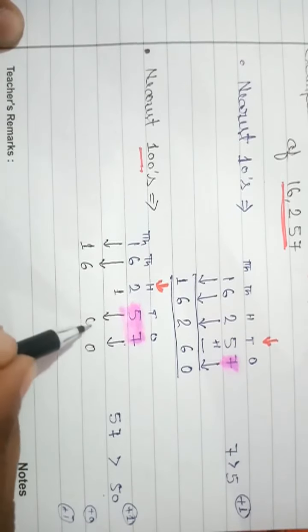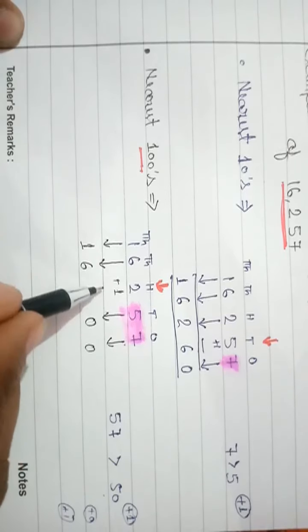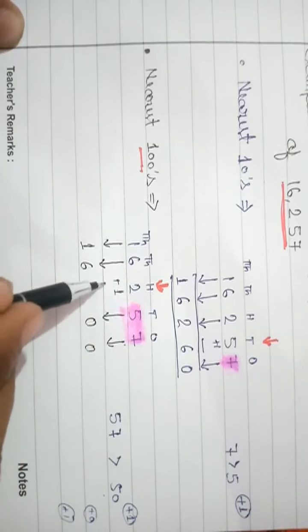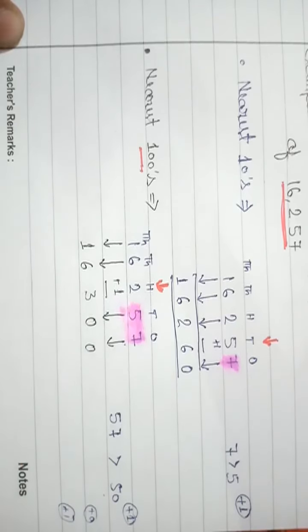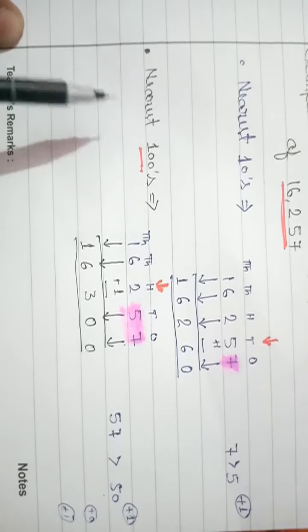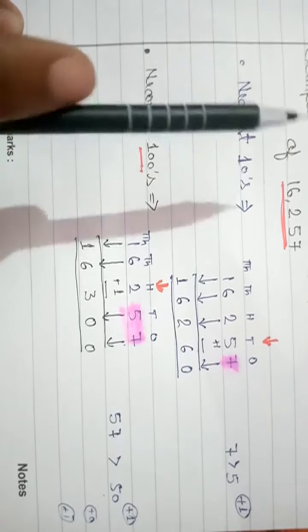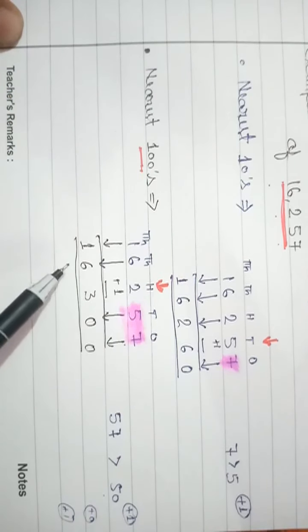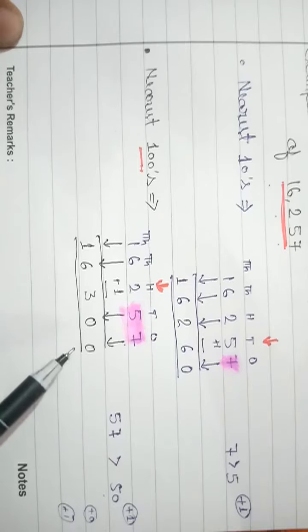Okay, and this is our target place. So 2 plus 1 is 3. So this is our nearest 100. So nearest 100 of 16,257 will be 16,300.